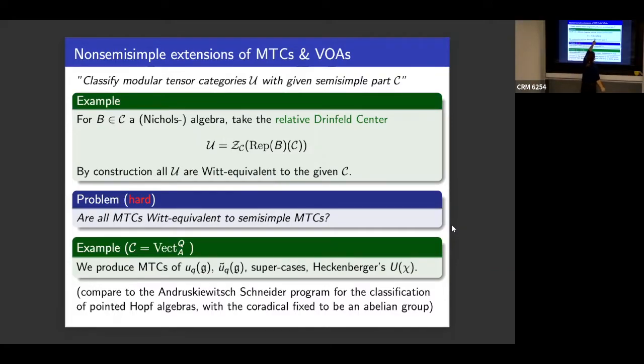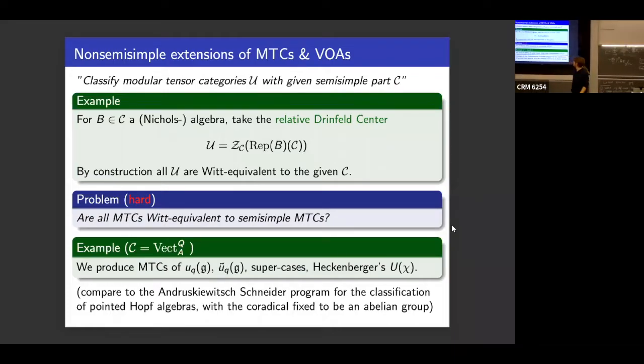Now we can take the relative Drinfeld center. So we start with some semi-simple tensor category. It doesn't have to be semi-simple, but let's assume it is. And take representation of this Nichols algebra, take the center that constructs us relative Drinfeld center. And by construction, this U is Witt equivalent to C. And that's something Dimitri Nikšić told me, I think, 2 lunches ago. I was very happy after your talk to understand it from this perspective. So I added this to the slides. And also this.